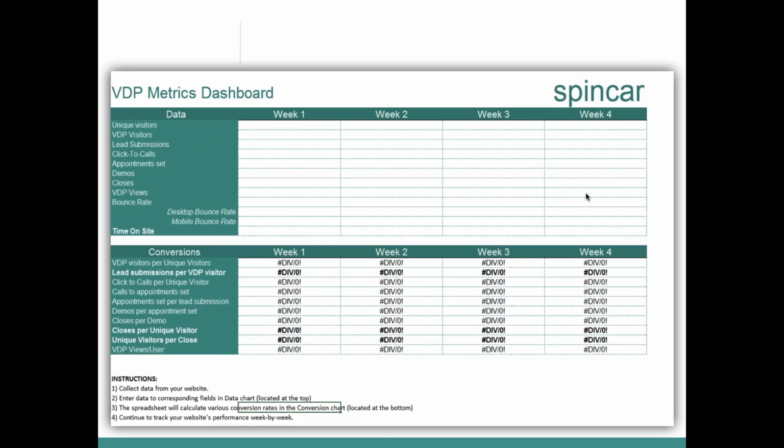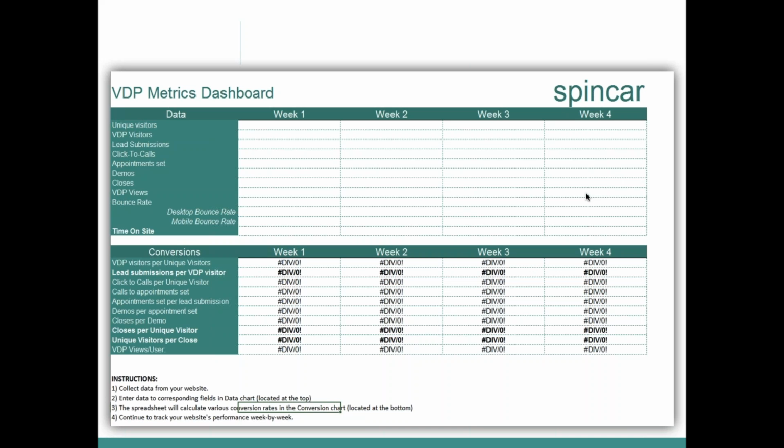Then we'll talk about a couple of BDC metrics, so calls to appointments set. Obviously that's how effective somebody is, when somebody calls in, at setting that appointment. Are they selling the appointment? Again, we're going to talk a little bit about that later. Appointments set per lead submission is slightly different from calls to appointments set in that this is somebody that doesn't call in but submits a lead. So things like response time are factored in here.